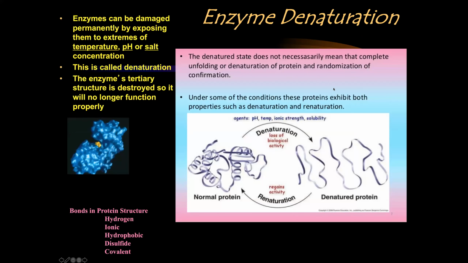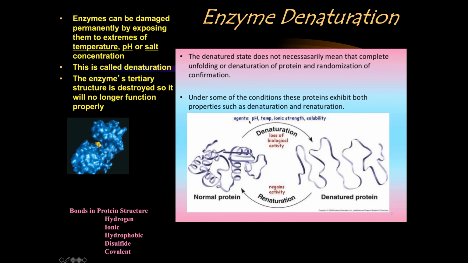Now, something very important for you to remember and understand is enzyme denaturation. Enzymes can be damaged permanently or temporarily by exposing them to extremes of 3 things: temperature, pH, or salt. And this damage is called denaturation. Denaturation means that the tertiary structure of the enzyme is destroyed so that it will no longer function. So you see in the figure here on the left is a normal protein. Say this is an enzyme, and its tertiary structure with all the folds and the various features of a tertiary structure, and it's active. It can convert substrate to product.